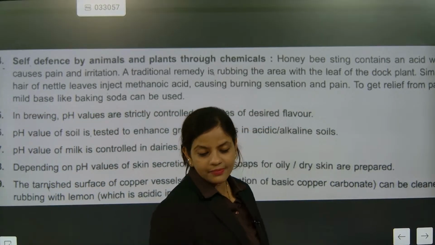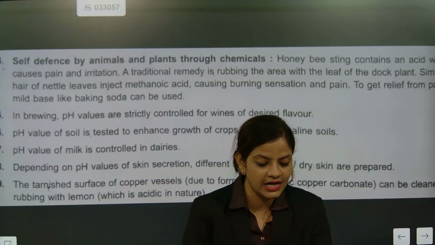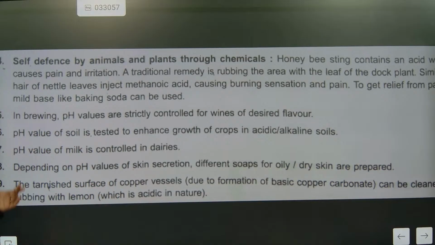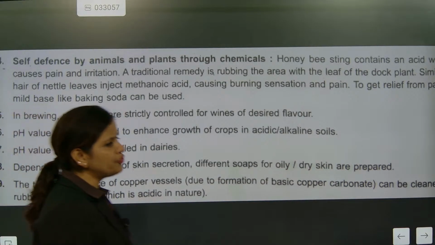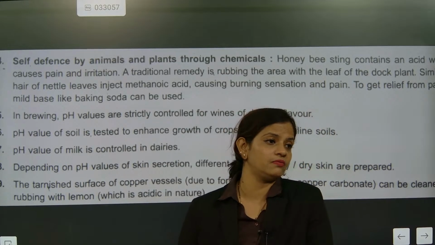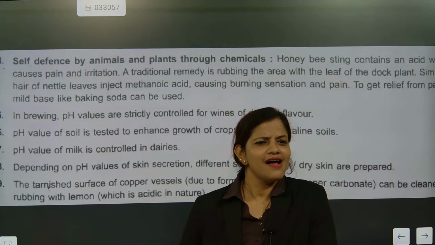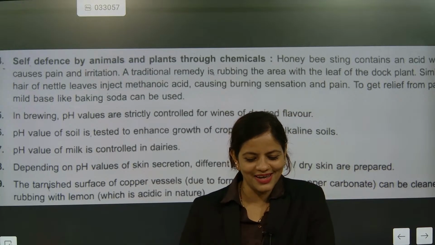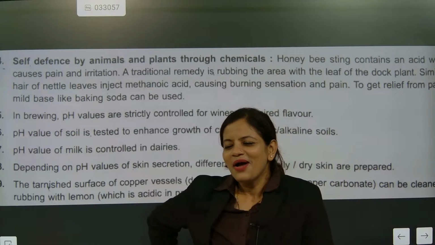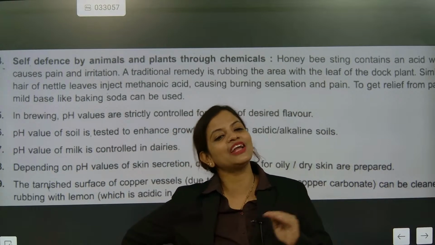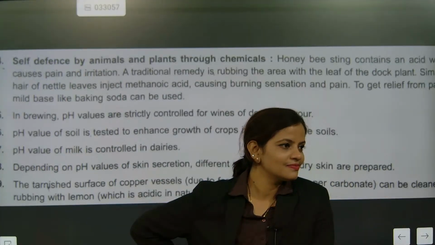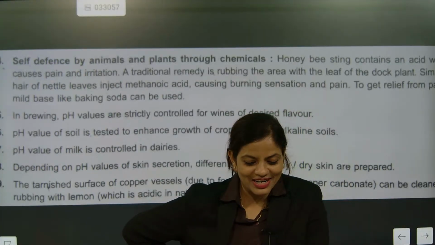See, at wine making time, they control the pH very nicely. Understood or not? pH of soil will be tested and it will be either acidic or alkaline. Milk is controlled in dairies. Milk is slightly acidic in nature. So if you keep milk as it is, what will happen? It will not convert into curd. It will make paneer only. So what do we have to do? We have to add some. If you want to preserve milk or make it into paneer, you have to put some base in that. Base is lemon.